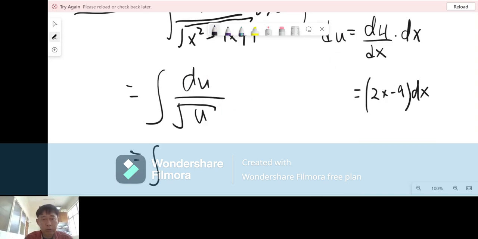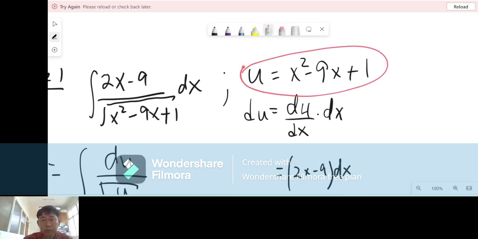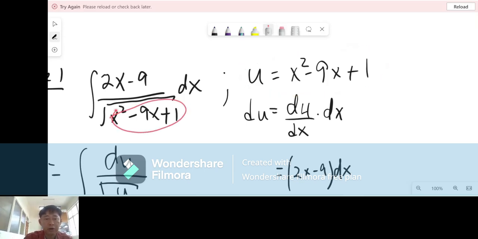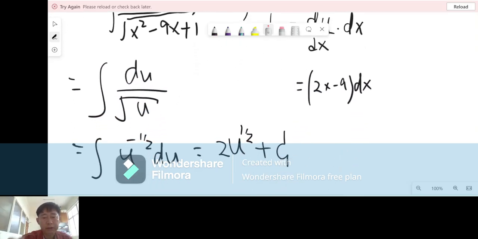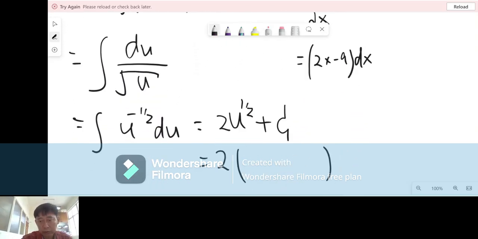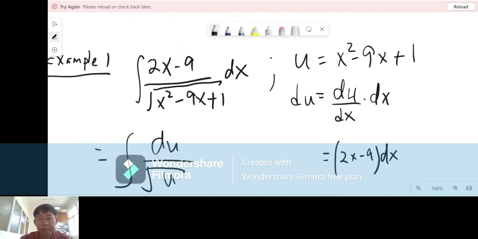Integration of 1 over square root of u, if you write it in this form, you'll be able to perform the integration of u raised to the power of minus half as u to the power of half times 2 plus an arbitrary constant. And remember the substitution rule, u is just the expression of the argument inside the square root of the denominator function. U raised to the power of half is then simply the square root of x squared minus 9x plus 1, times 2, plus a constant. That is how we use the substitution method to solve the integral of example 1.